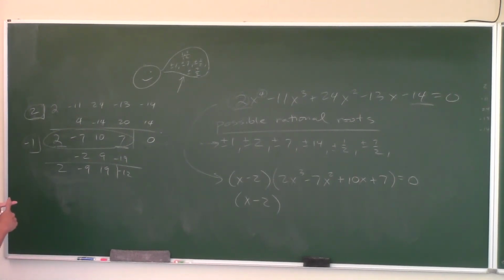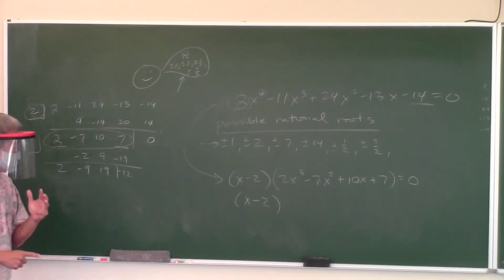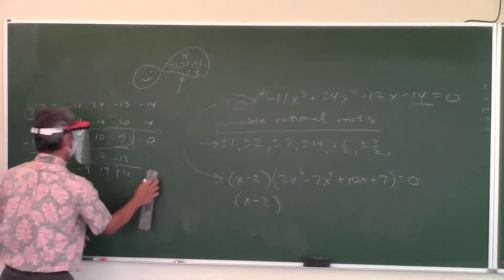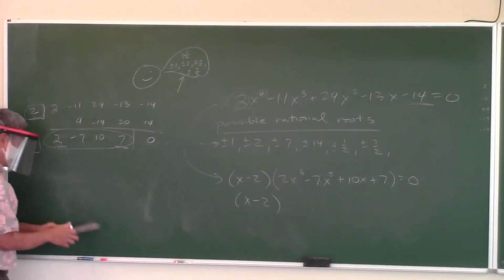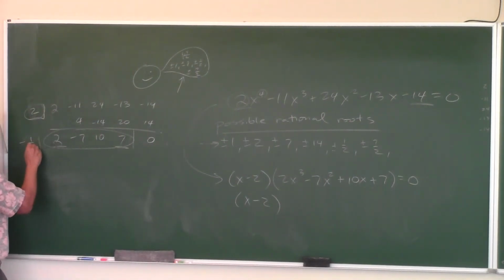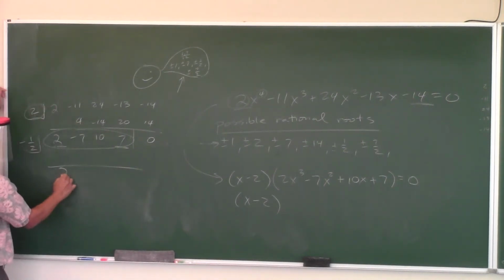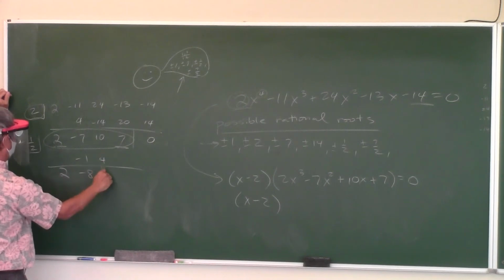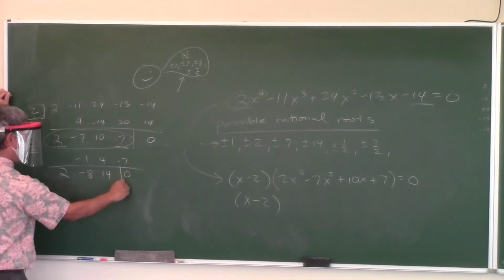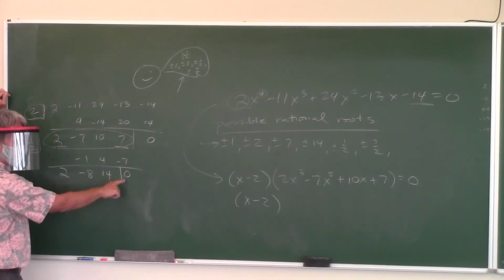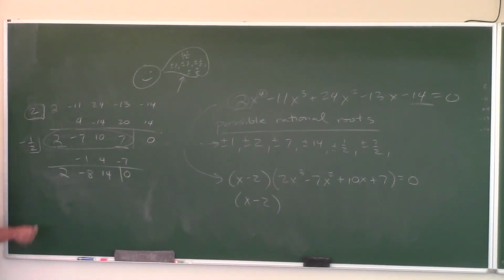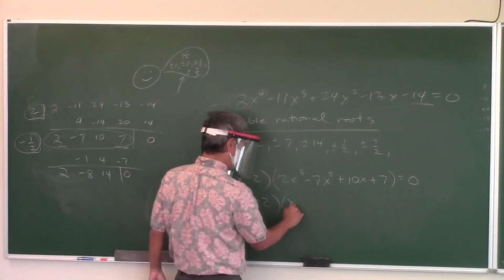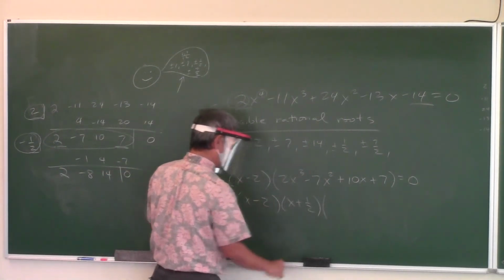Maybe -1/2 would work, +1/2, or +7/2. It's going to be one of those 3. Which one you want to go with? Okay, we'll try -1/2. Oh yeah, we got it. That's what you want to see, remainder 0. So that means x minus this number, which is x plus 1/2, is a factor.